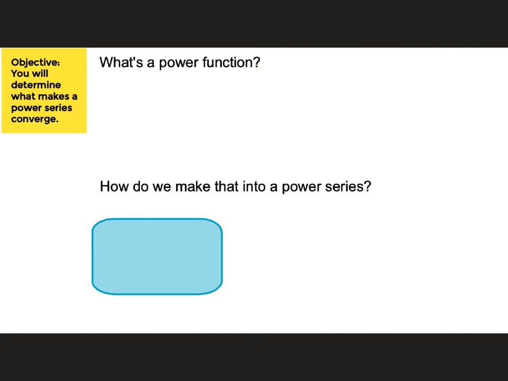Alrighty, my friends, let's go ahead and talk about some power series and convergence. So, a power function is simply something like x to some power, like x to the fourth. So, it's basically a variable raised to some sort of power. Now, to make that into a series, we add them up because that's what a series is. So, it looks kind of like a polynomial.